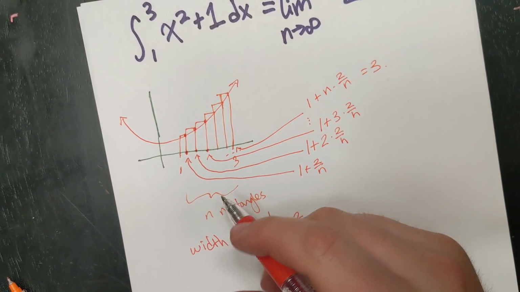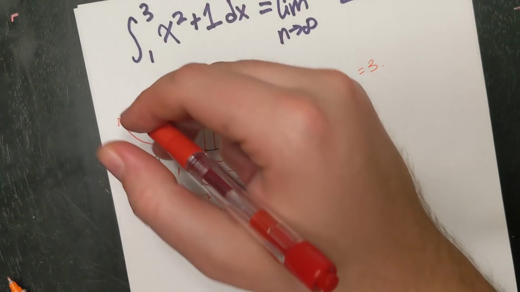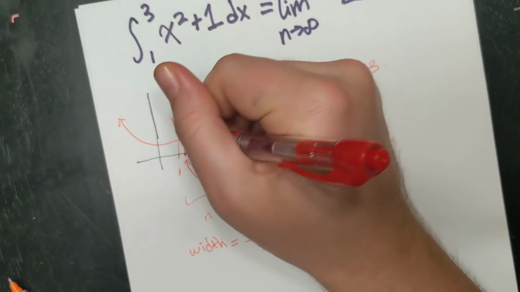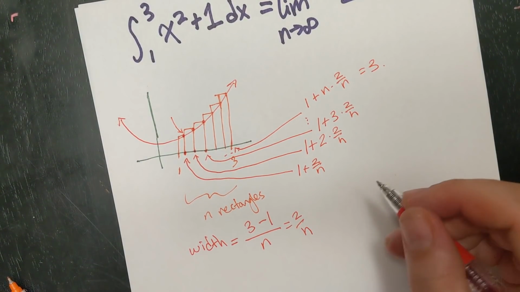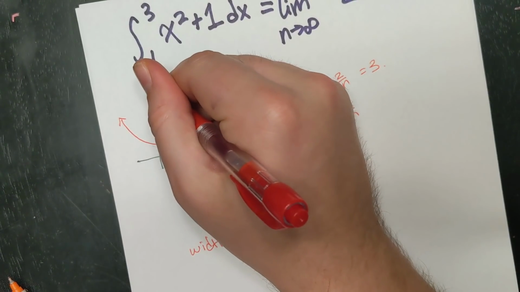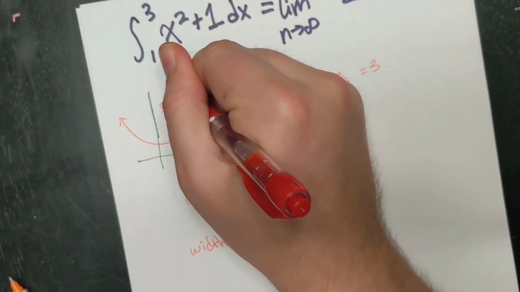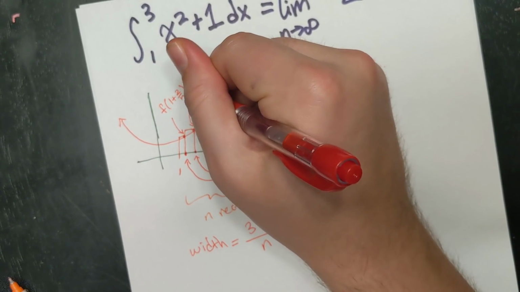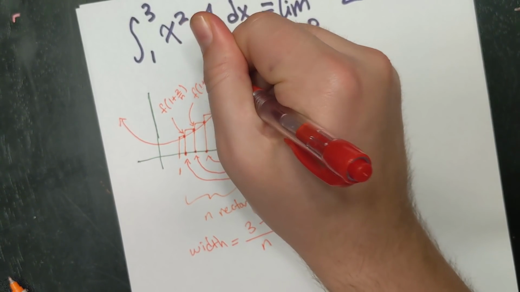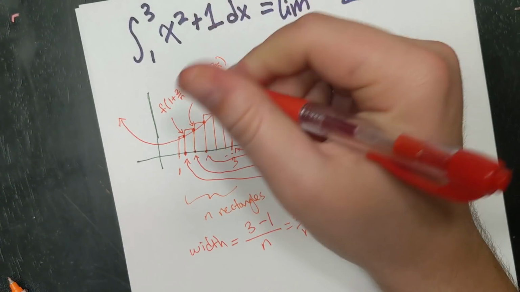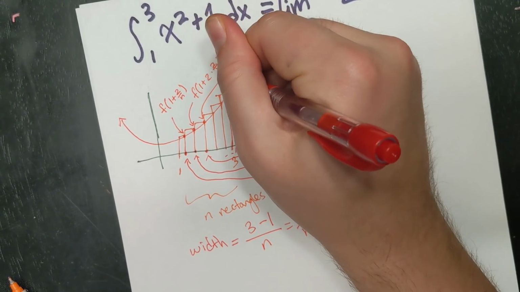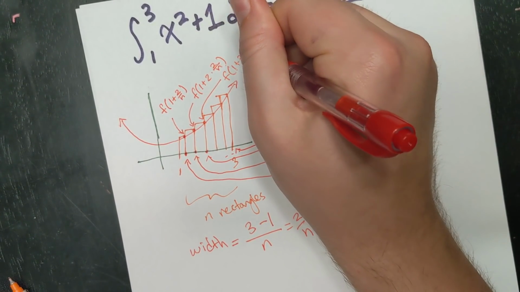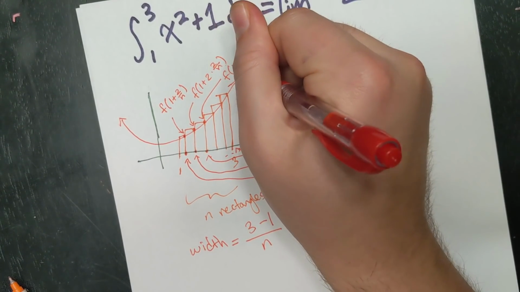So those are my x values, and then that tells me that the height right here is going to be f of that x value. So the first one is f of 1 plus 1 copy of the width. The next one is f of 1 plus 2 copies of the width. The next one is f of 1 plus 3 copies of the width, etc.